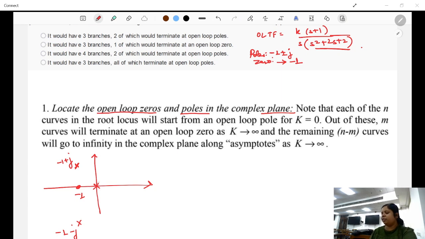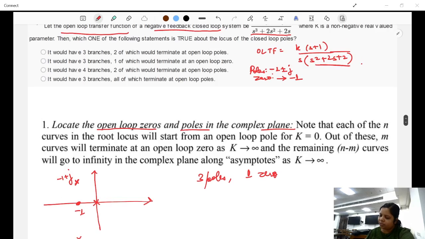infinity. So since we have 3 poles, and we just have 1 0, definitely 2 are not going to be coming to any 0. They'll go to infinity. So what would be the answer? It would definitely have 3 branches, since there are 3 open loop poles. So we need to have branches from there.